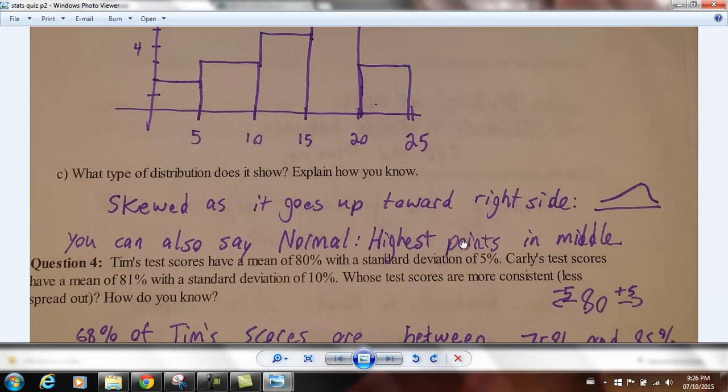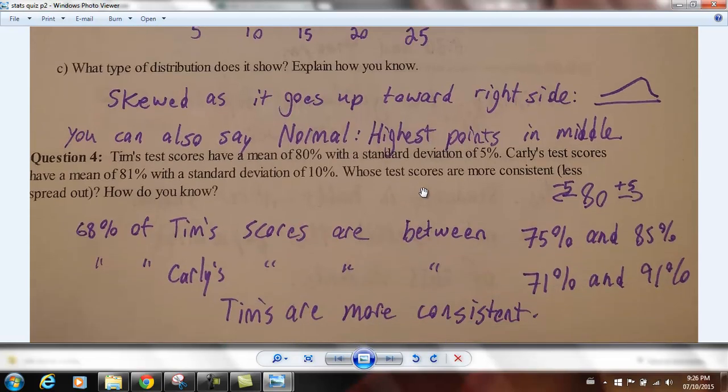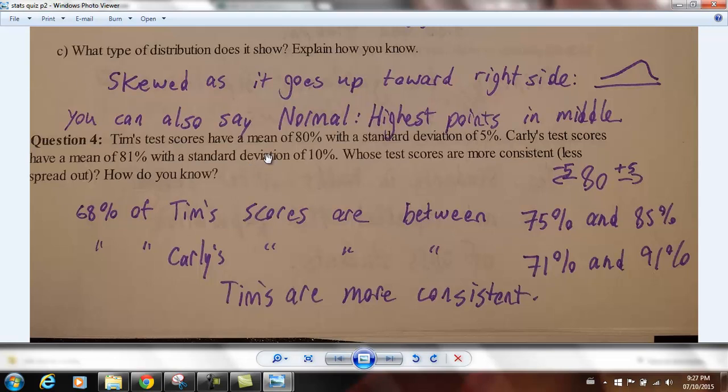Okay. And then Tim is actually more consistent here because 68% of his scores are between 75 and 85, which are 5 above and below the average of 80. And Carly's scores are between 71 and 91, which are 10 above and 10 below 81. Tim's scores are more consistent. It doesn't mean Tim's better. It just means he's more consistent. He's less likely to get a lower mark. His marks are going to be closer together.